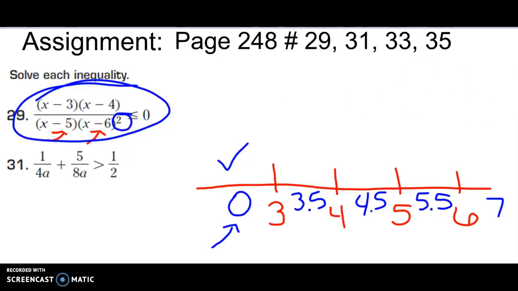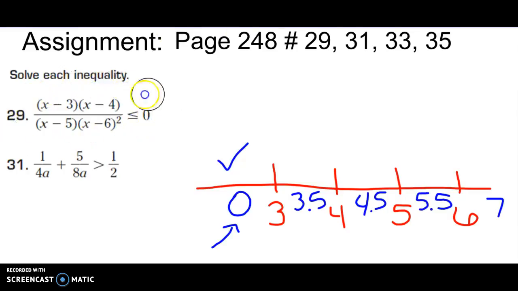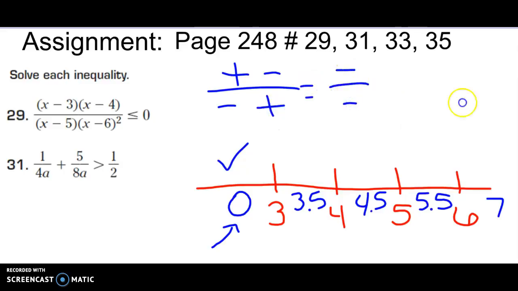All right, let's go test 3.5. Now I am not going to work all that out so much because that should be pretty simple. 3.5 minus 3 is going to be positive, but 3.5 minus 4 is going to be negative. 3.5 minus 5 will be negative, and anything squared is going to be positive. So this is going to be a negative over a negative, which is positive. So positive numbers are not less than or equal to 0, so not that one.